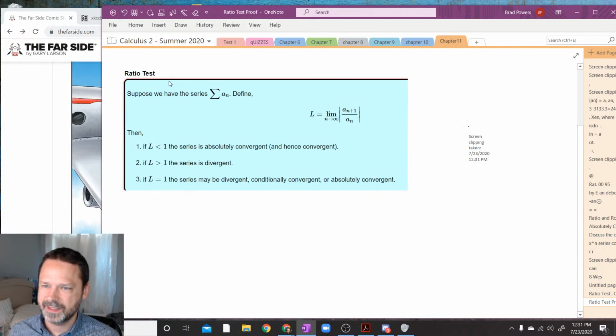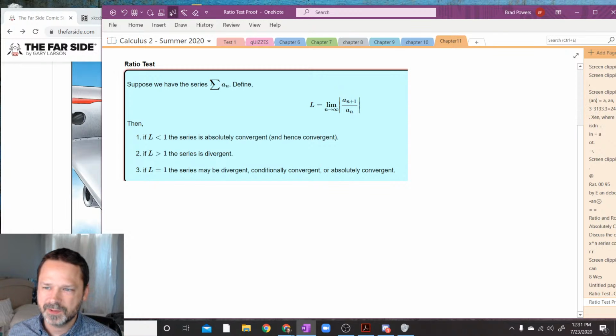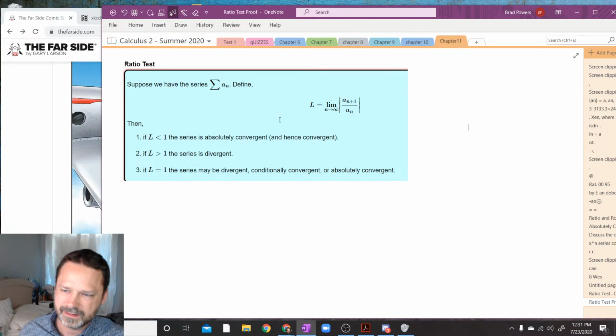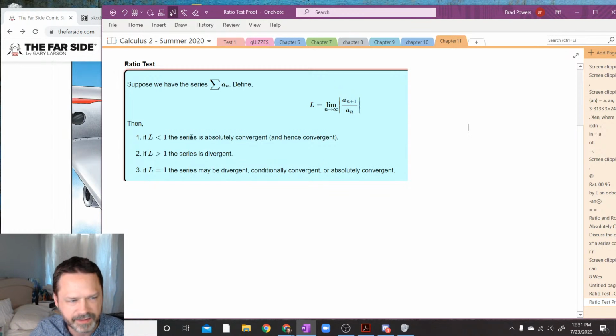So what is a ratio test? It's right here. Suppose we have a series, the sum of a sub n, and we find the limit of the absolute value of a sub n plus 1 over a sub n. If that limit is less than 1, the series is absolutely convergent. If it's greater than 1, it's divergent. If it equals 1, well then try something else. We're not sure. Anything could happen.